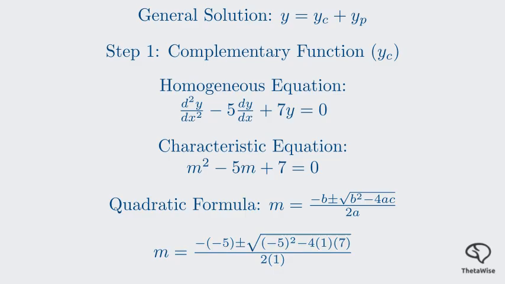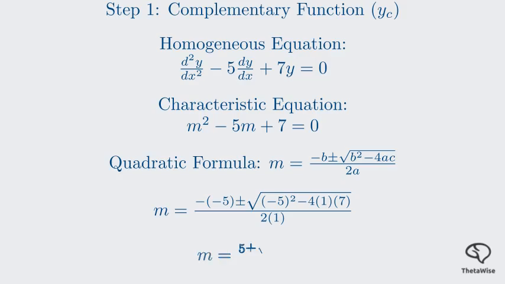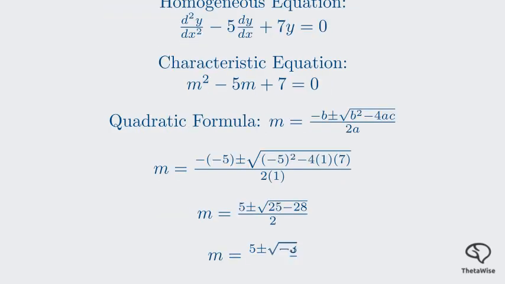Let's simplify the expression under the square root, called the discriminant. Negative 5 squared is 25. 4 times 7 is 28. So the discriminant is 25 minus 28, which is negative 3. This tells us our roots will be complex.